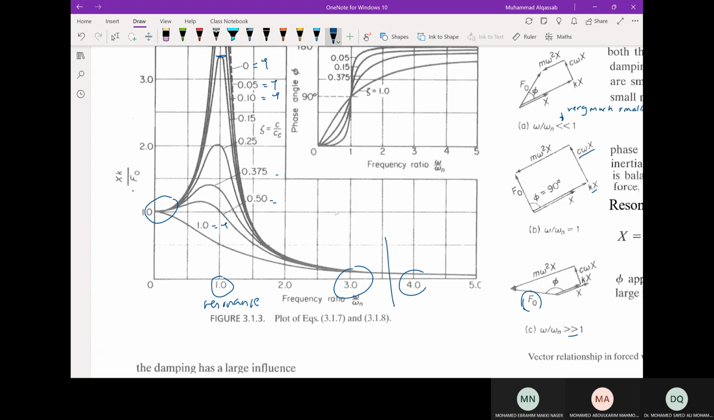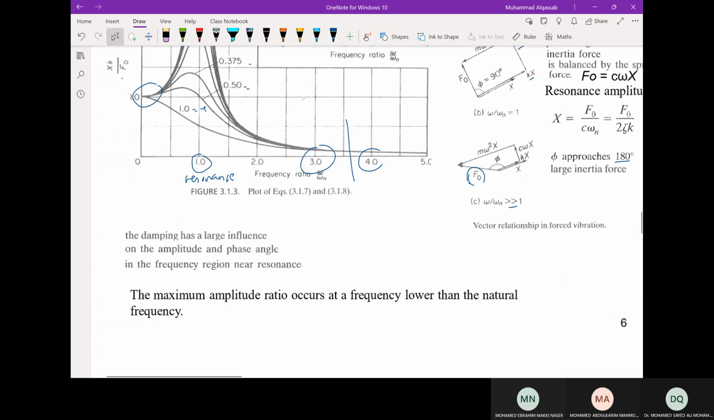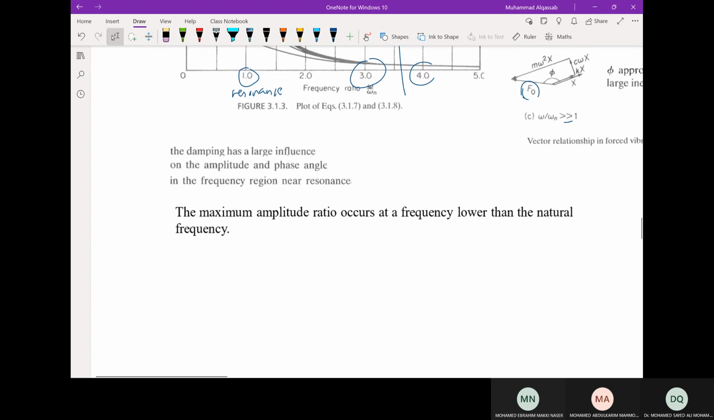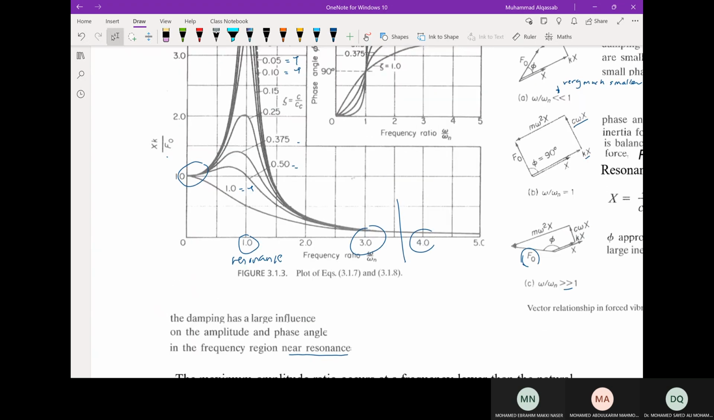But if the working condition is near resonance or at resonance, the only way to control the amplitude ratio is by increasing the damping coefficient C, or zeta in general. So we can observe some notes from the graph. The damping has large influence on the amplitude and phase angle in the frequency region near resonance, but damping in other regions has no influence.